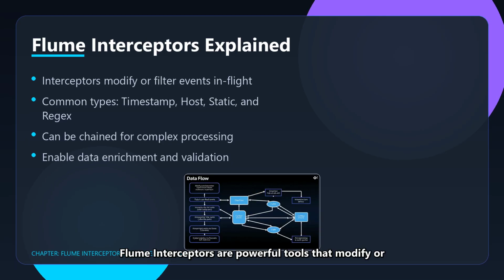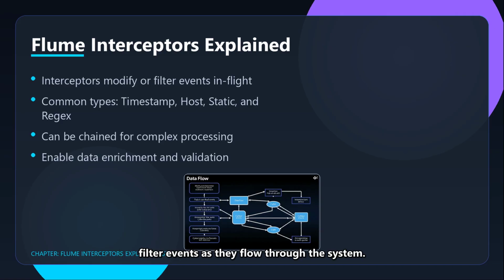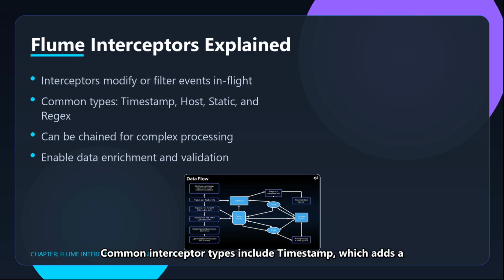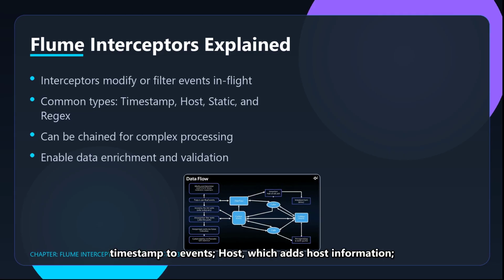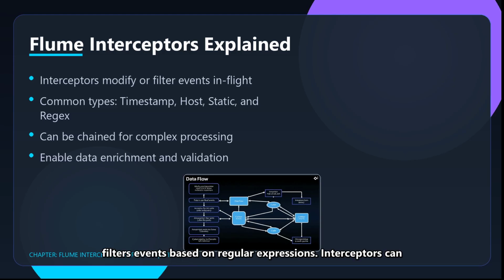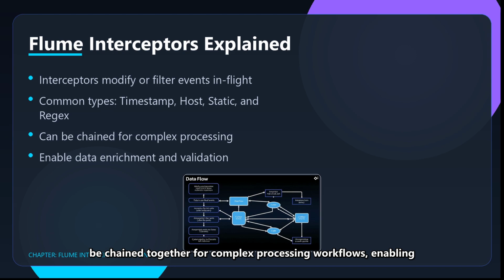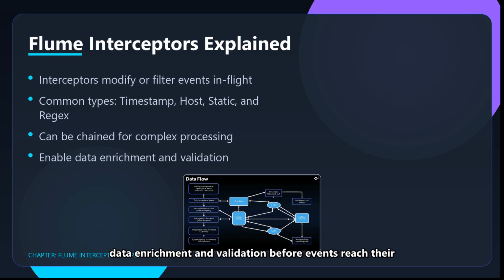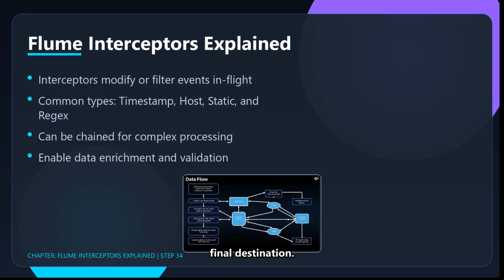Flume interceptors are powerful tools that modify or filter events as they flow through the system. Common interceptor types include timestamp, which adds a timestamp to events, host, which adds host information, static, which adds static headers, and regex, which filters events based on regular expressions. Interceptors can be chained together for complex processing workflows, enabling data enrichment and validation before events reach their final destination.